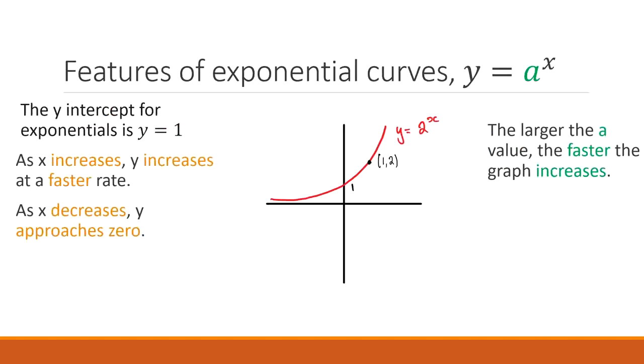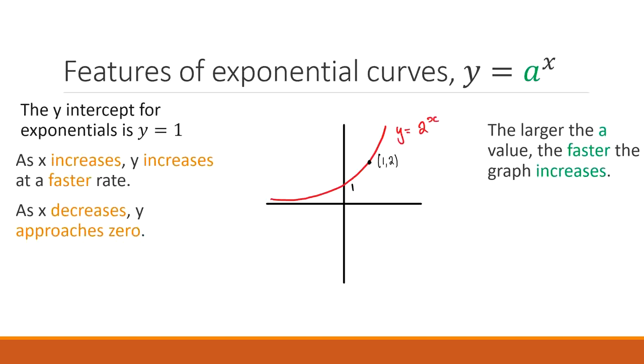Here are some features of exponential curves, y equals a to the power of x. Remember, the y-intercept for exponentials is y equals 1. This is for all exponentials unless there is a constant at the end, which we'll go into after this slide. Again, the y-intercept is y equals 1. As x increases, as we're going from left to right, y also increases at a faster rate. That's what gives you that curve going up.